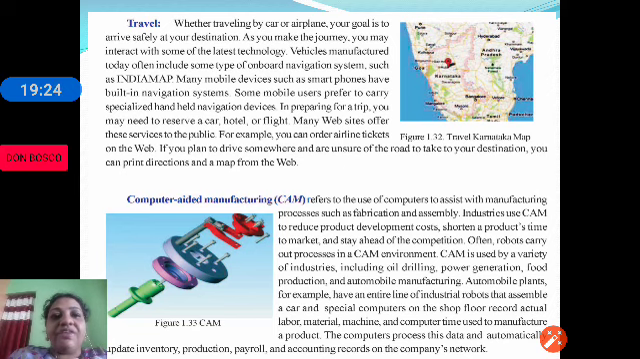Then we also have CAM, computer aided manufacturing. These days, computers are used for designing machine parts, and also they are used in designing cars and industrial robots. They also help in making different machine parts. So, computers are used in manufacturing and fabrication.